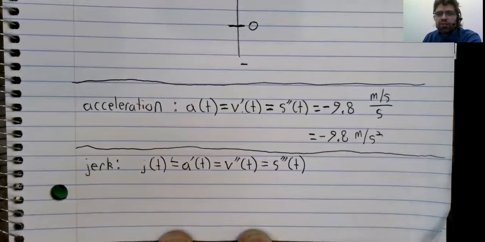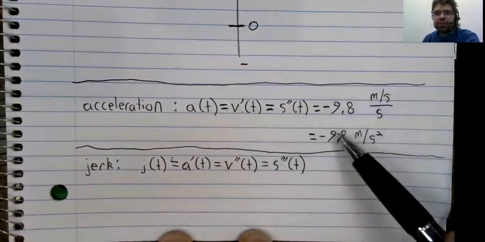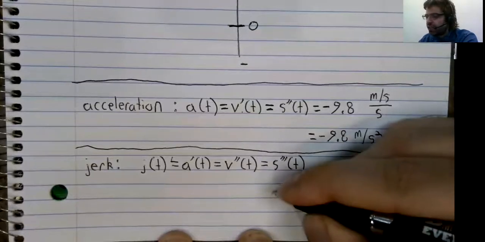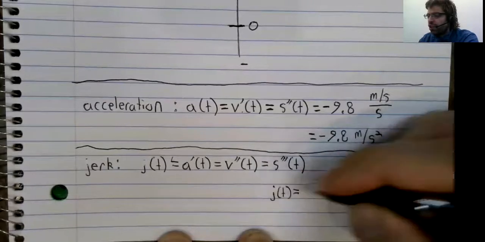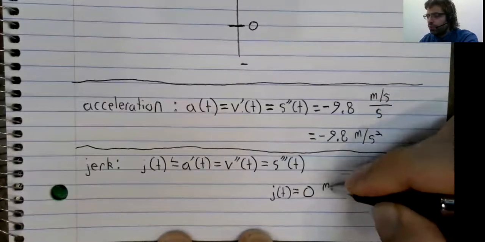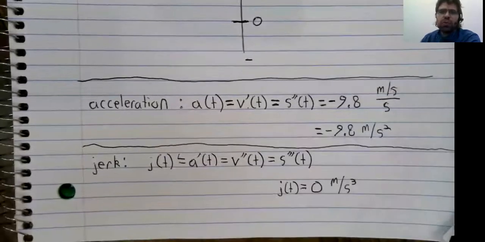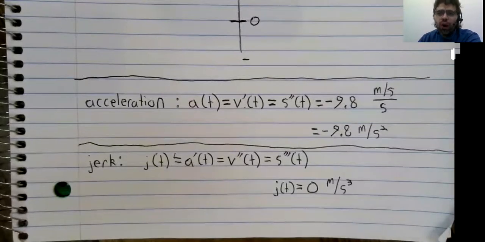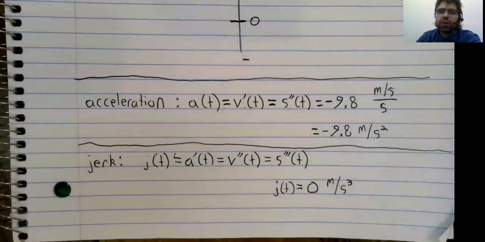Continuing onwards with our falling object example, this is the acceleration, negative 9.8. The derivative of a constant function is 0. So that corresponds to our intuition that falling is not a jerky process. If I drop something, it falls smoothly.